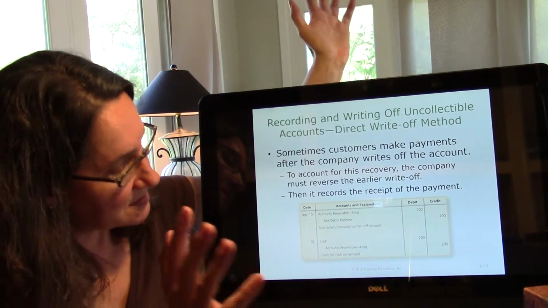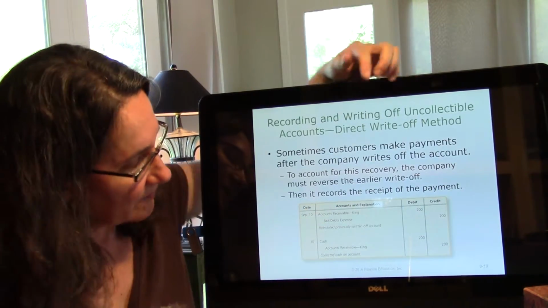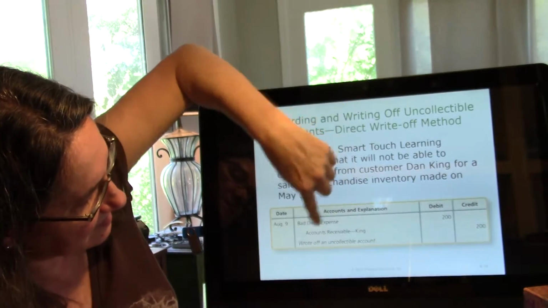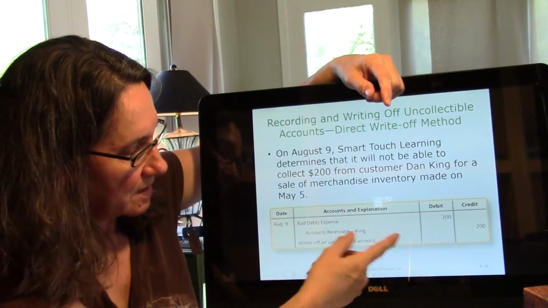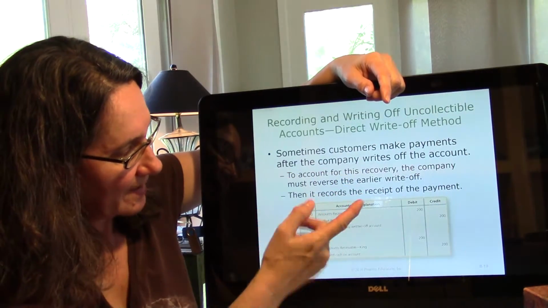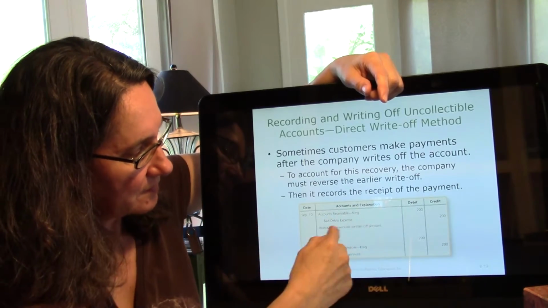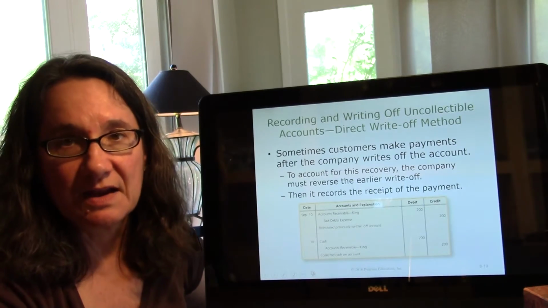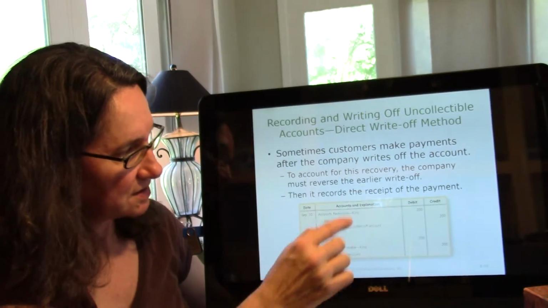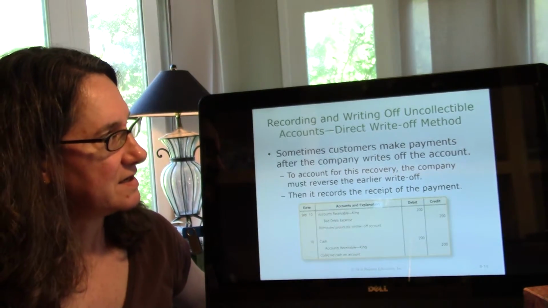So here that guy came in and said, oh, here's the money. So you go, oh, great. So you put it back on, right? If you notice, this is just the reverse of this. When we charged it off, we wrote bad debt expense, debit, accounts receivable, credit. So we flip that, put it back on the books. Accounts receivable, debit, bad debt expense, credit. Then we take the payment, just like we've already been taking payments all along. Cash, debit, accounts receivable, credit. And that's how you take care of direct write-offs.